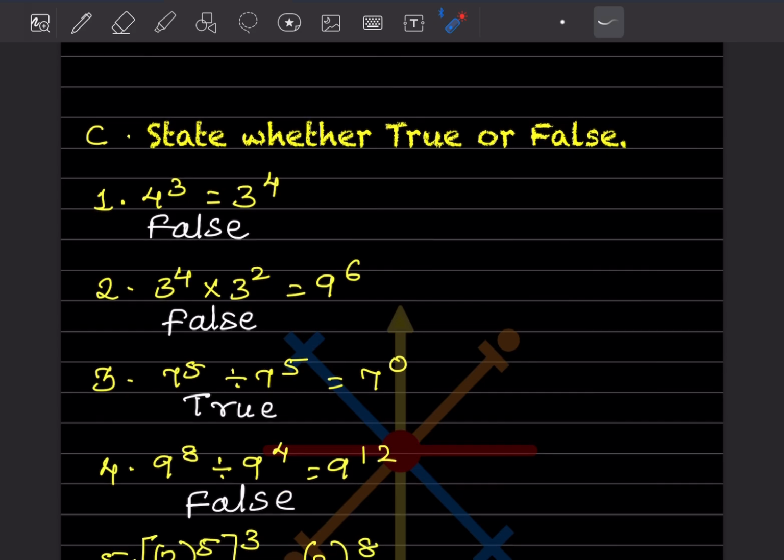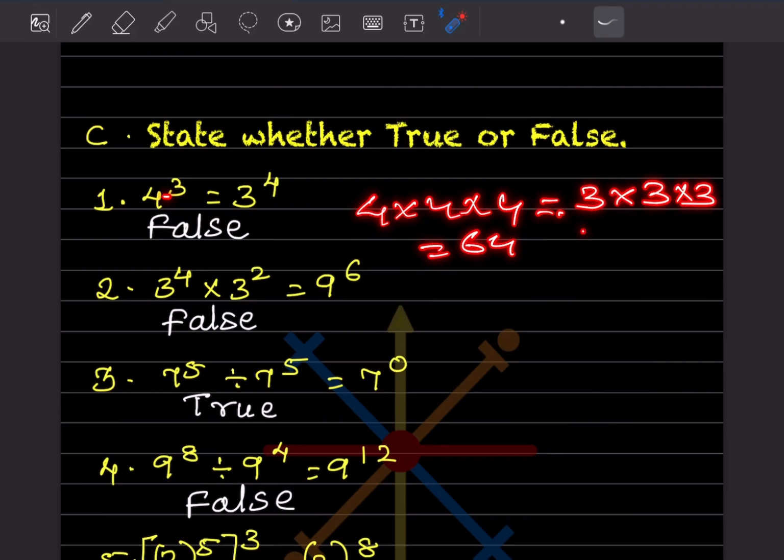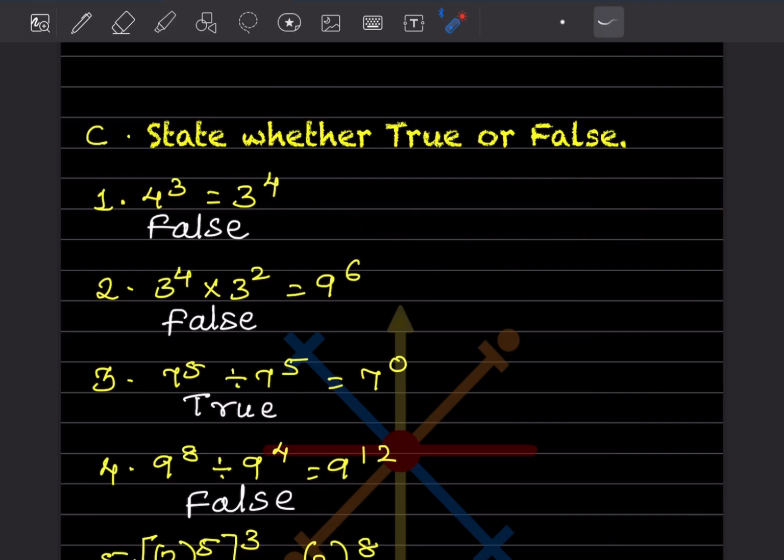State whether true or false. Now here, see here, 4 into 4 into 4, that is going to be 64. And when you multiply this one, 3 times 4, which is going to be 81. So which is not true. 64 is not equal to 81, so we can write here false.